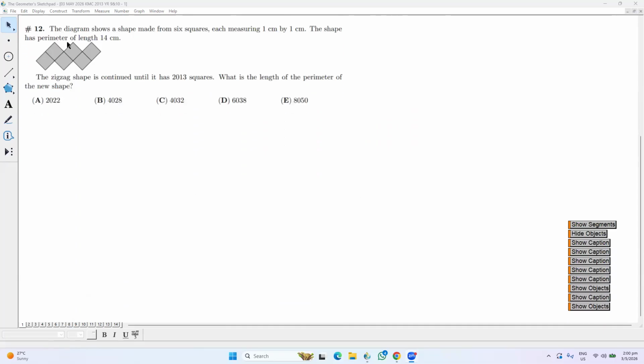Question 12. The diagram shows a shape made of 6 squares, each measuring 1 cm by 1 cm. The shape has a perimeter of length 14 cm. The zigzag shape is continued until it has 2013 squares. What is the length of the perimeter of the new shape?